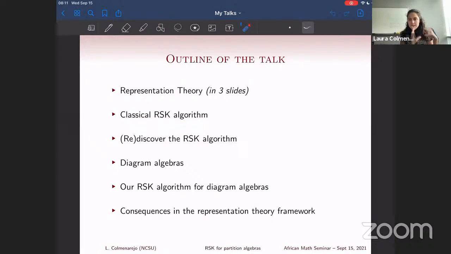And then I want to start switching a little bit. So the first thing we are going to do next is rediscover it. I'm going to switch the algorithm a little bit. And then I want to apply it to what are called partition algebras or diagram algebras. So I'm going to introduce those algebras. I'm going to tell you how we apply the RSK algorithm in this case. And then we are going to end with some consequences in the representation theory framework.